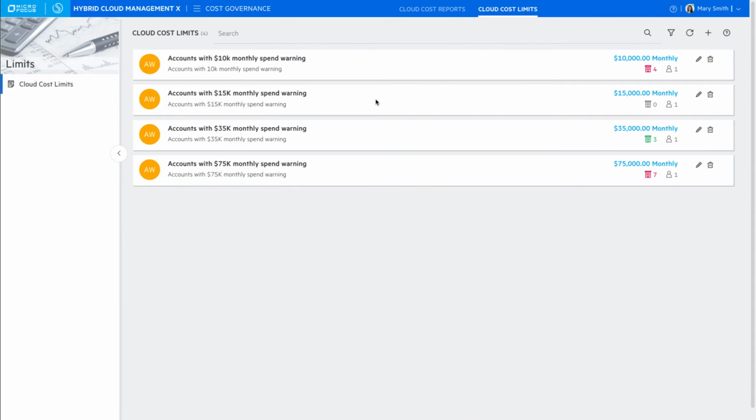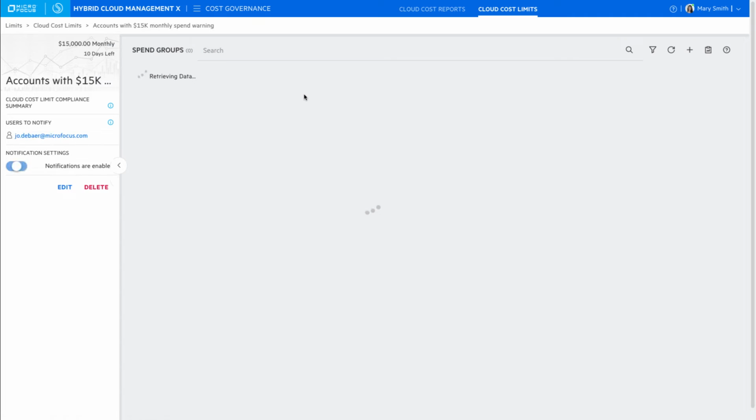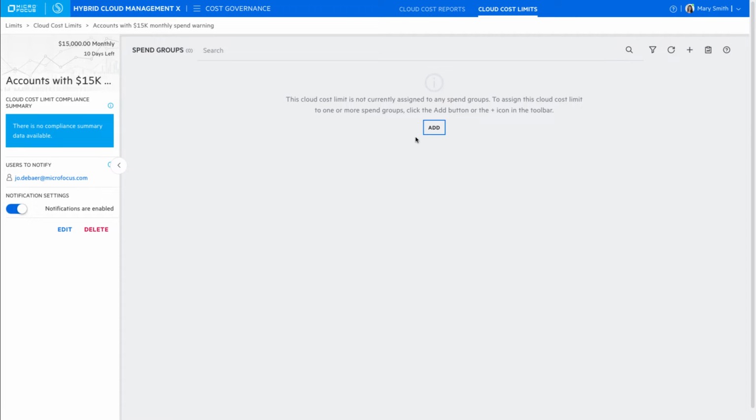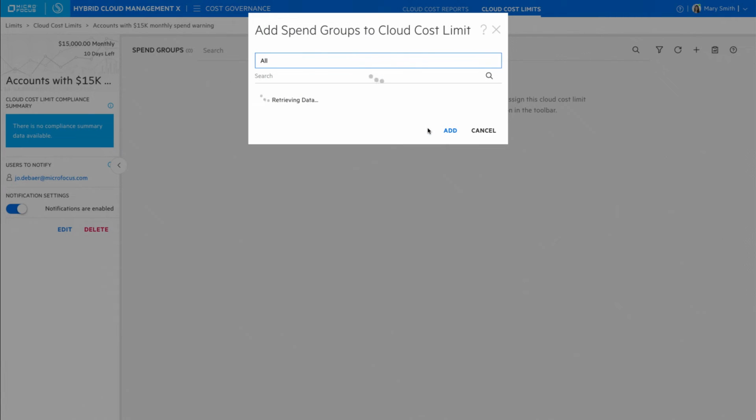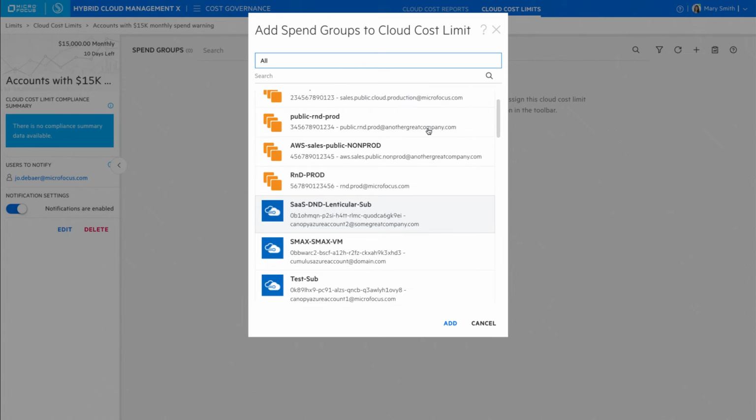Next up, I'm going to show you our cloud cost limits. Cloud cost limits are essentially spend limits that you can set at the level of a cloud account. And as you can see, I have multiple limits defined, ranging from 10K per month to 75K per month. Now what's nice is that you can link cloud accounts from multiple different cloud providers to these spend limits, so across AWS, Azure, and Google. And this way, you can control overspend for different types of cloud accounts and subscriptions in the exact same way.